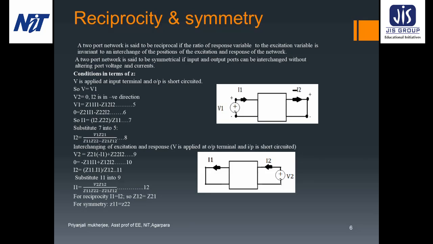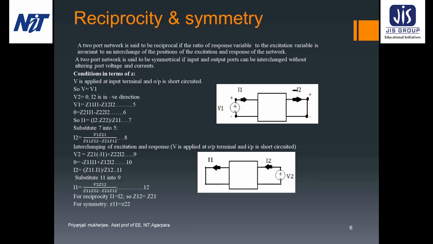Next we need to find out the condition for symmetry, and for that we are assuming that the voltage is applied at the input port keeping the output port open, and in that case the output current I2 is 0. So Z11 becomes V1 by I1 at I2 equal to 0. Again we are applying the same voltage V at the output by keeping the input port open, and at that condition Z22 becomes V by I2, where I1 is equal to 0.